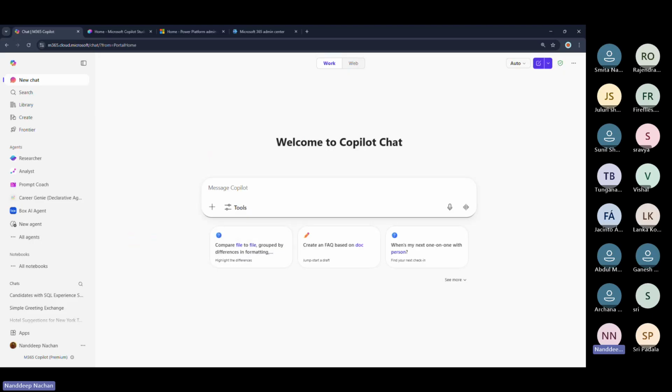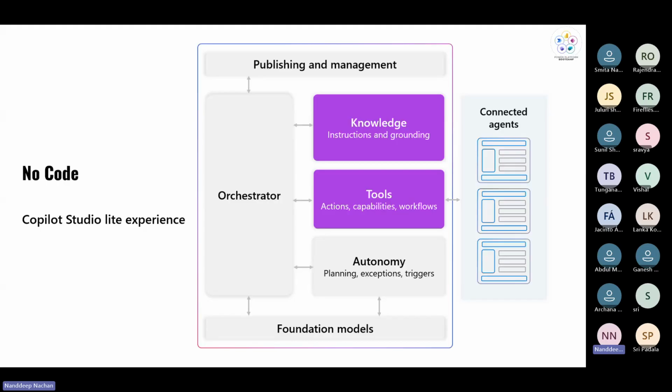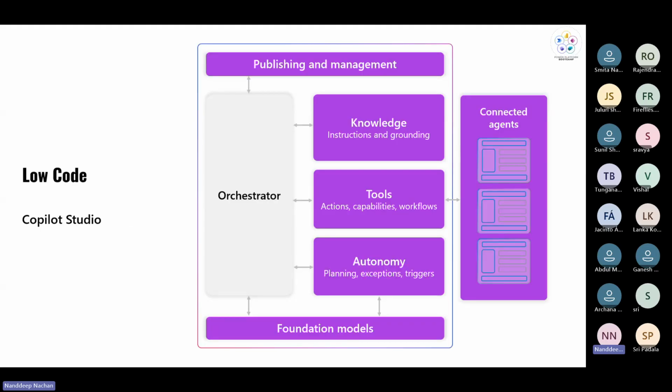But when you want that, we do have the low-code option wherein we have more control, and from there we will be able to govern a few more things. Now let us look at the architecture of these low-code agents which can be built using Copilot Studio.